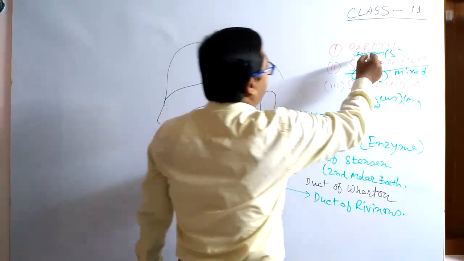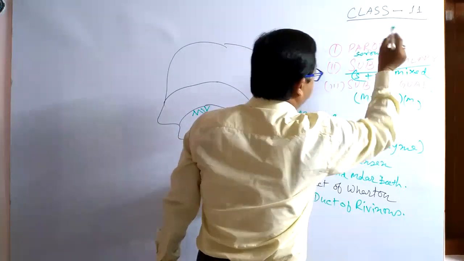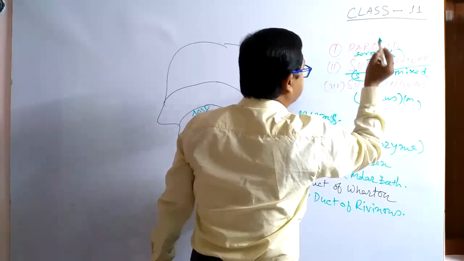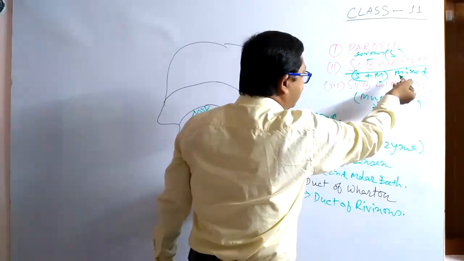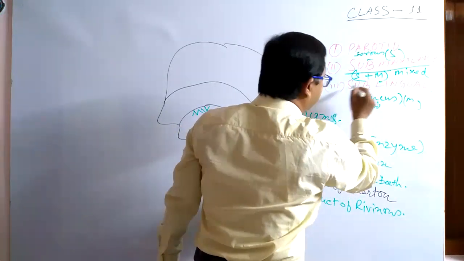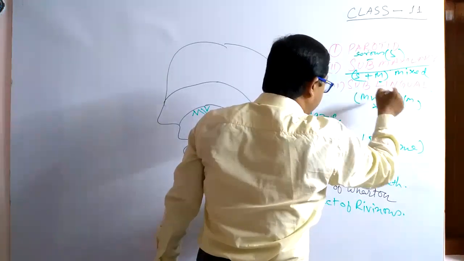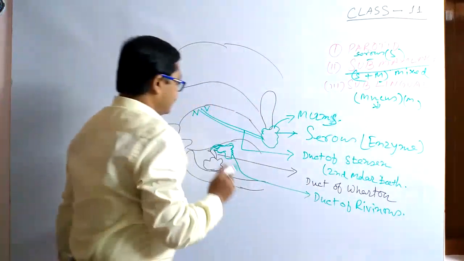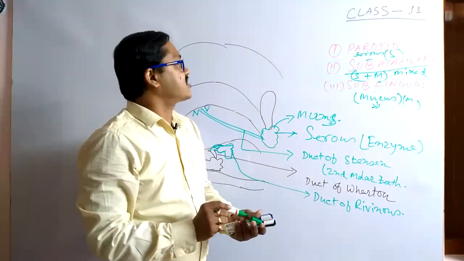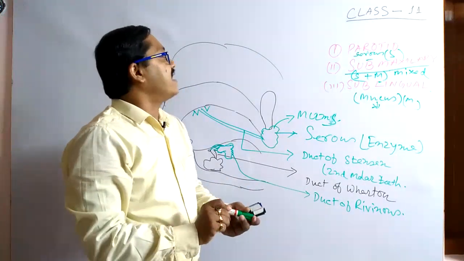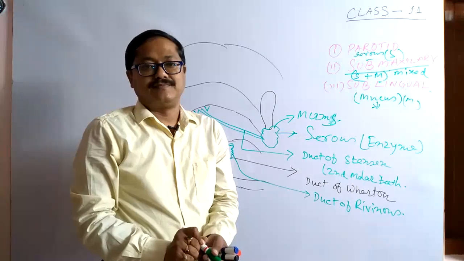The parotid gland is a serous type. The submaxillary gland is a mixed type, secreting both serous and mucus-rich compounds, and the sublingual gland also secretes mucus. These are the three types of gland. Let's discuss the internal structure of a gland.